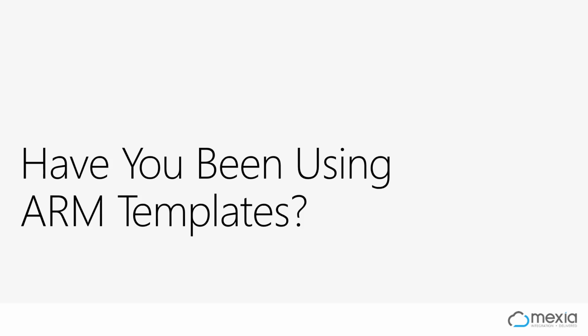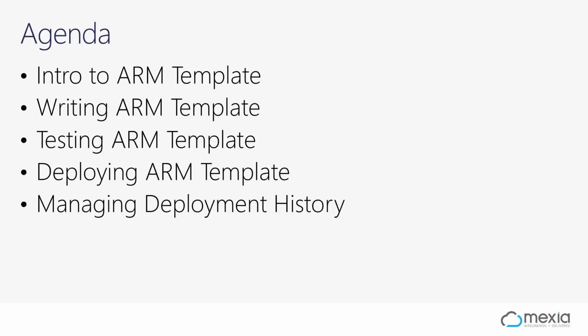If we are using the Azure resources, we are pretty much using ARM template here. So tonight I'm going to introduce what ARM template is, just in case someone is not familiar with it, and then I'm going to talk about how to write ARM template, then test ARM template, and how to deploy ARM template. And finally, I'm going to talk about how to manage deployment history for the ARM template.